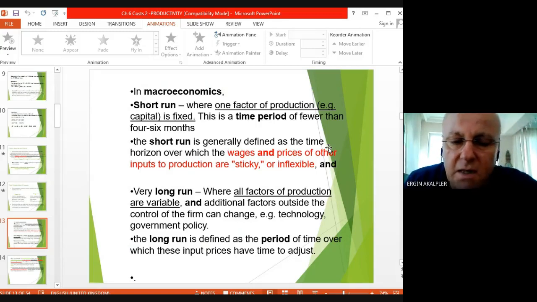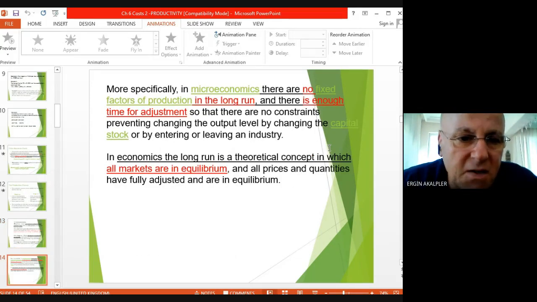Technology, governmental policies, the price of wages or the price of capital are going to change in this given period of time. The long run is defined as the period of time over which these inputs have time to adjust. Therefore, it, of course, requires some long run process. More specifically, in microeconomics, there are no fixed factors of production in the long run, and there is enough time for adjustment so that there are no constraints preventing changing the output level by changing the capital stock or by entering or leaving an industry.